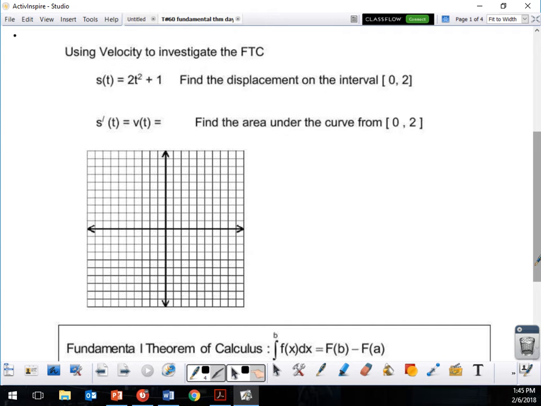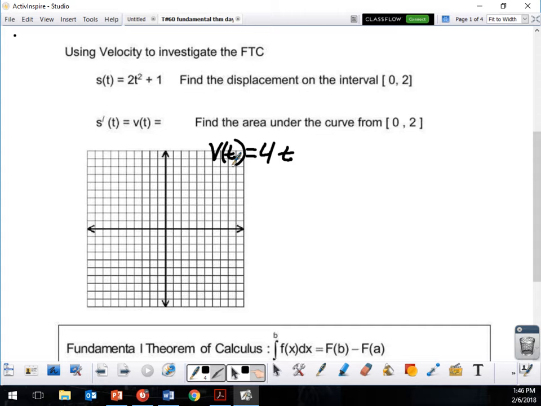Okay, so now, find the displacement on the interval from here. Here is my position, right? So from here, I'm going to find the derivative. The derivative would be 4t, which is my v of t. Your a of t would be 4.